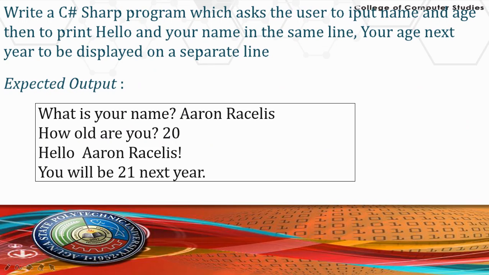So, what is your name? Then you type. How old are you? You type. Then you display this message. Hello, your name. You will be 21 next year. So how are we going to do that?